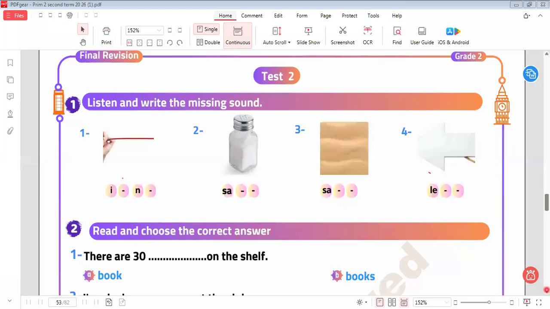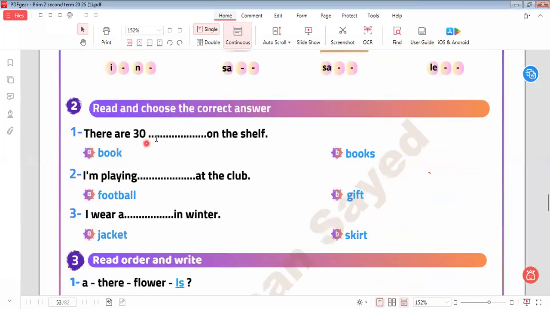Here we say there are 30 books on the shelf. Why books? Because, as we told, for more than one we add s to the noun. I am playing sports at the club. Gift or football? You are clever, football. Can anyone play gift? No. I wear a jacket in the winter. In the winter we wear what? We wear a jacket. So the answer here will be jacket. Let's go to another item here.